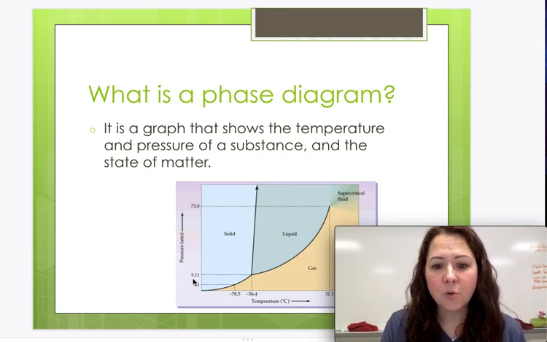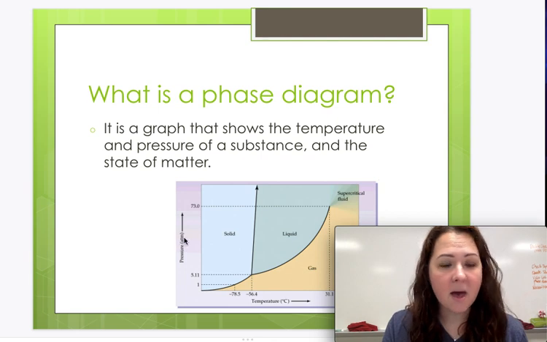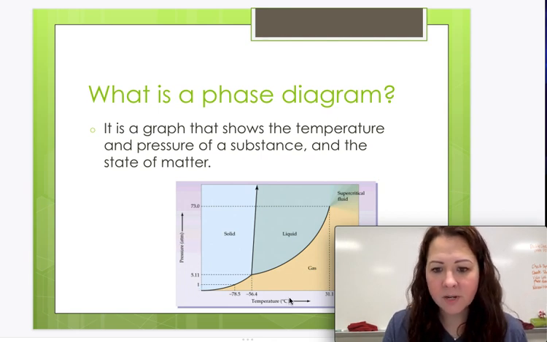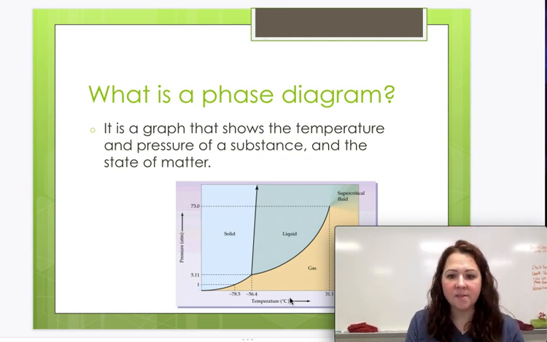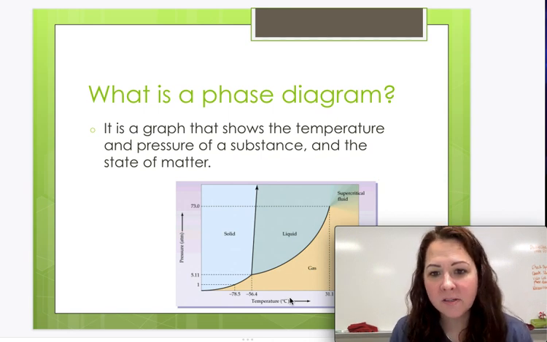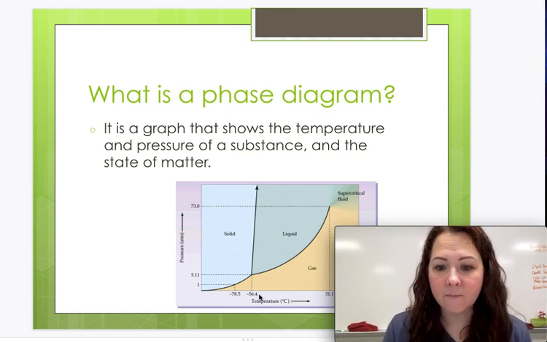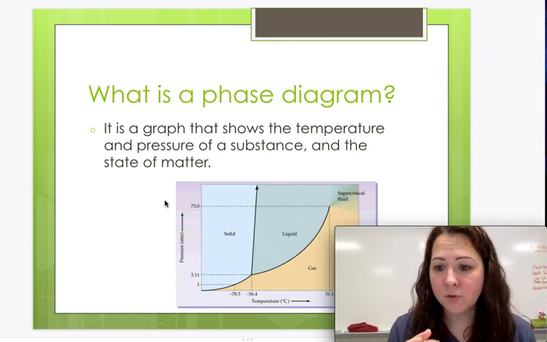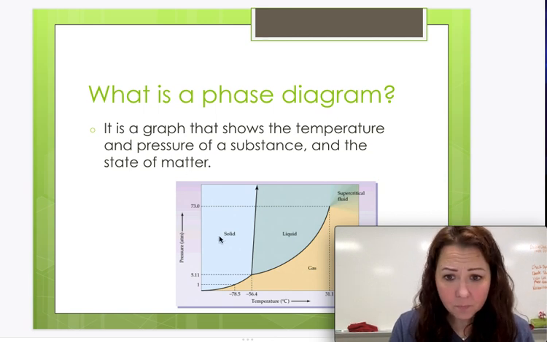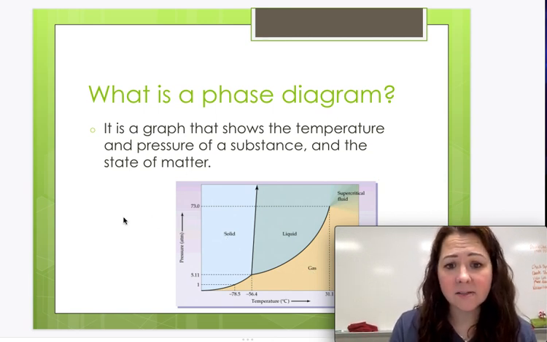So this shows that your pressure is increasing. In this case, the scale is using atm, atmospheres, and your temperature is down here, it's using degrees Celsius. So your phase diagram tells you, with your pressure versus your temperature, your state of matter: you have solid, liquid, and gas.